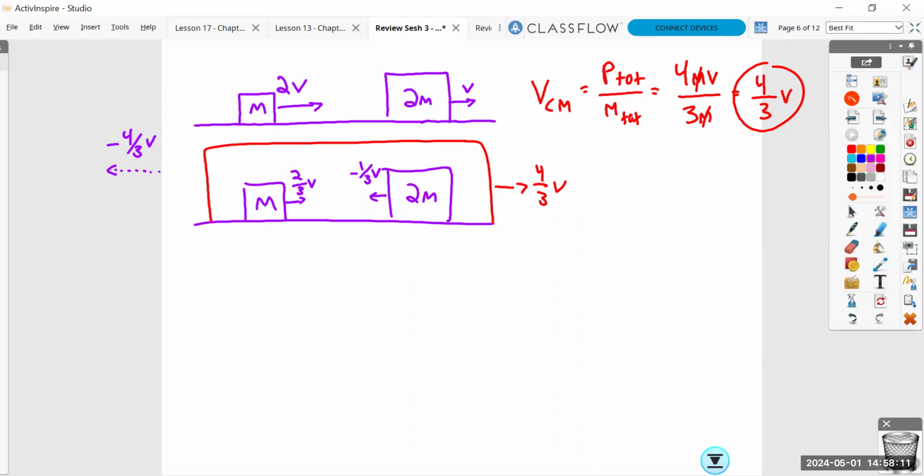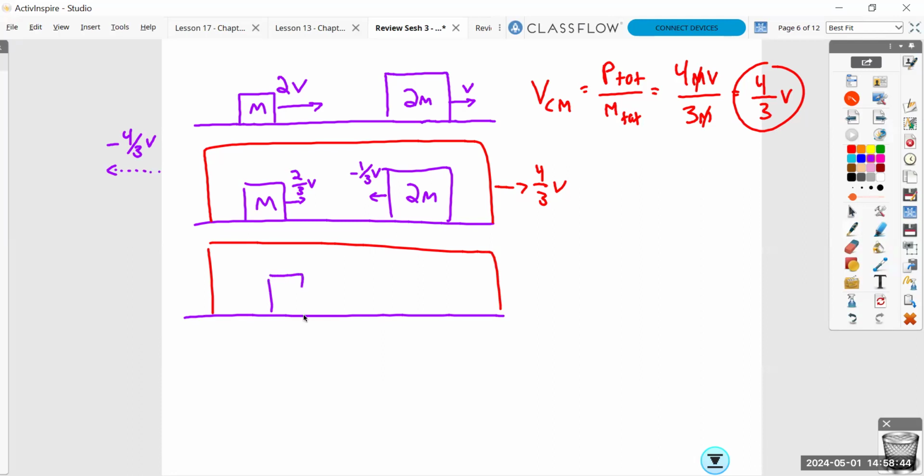One thing to note, if you've done this properly, look at what our total momentum looks like now: 2/3 mv, negative 2/3 mv. In the center of mass frame, the total momentum is nothing, because you're following the center of mass. The center of mass of the system looks stationary. The advantage of doing it this way is that when the collision happens in the center of mass frame, the two objects just reflect.